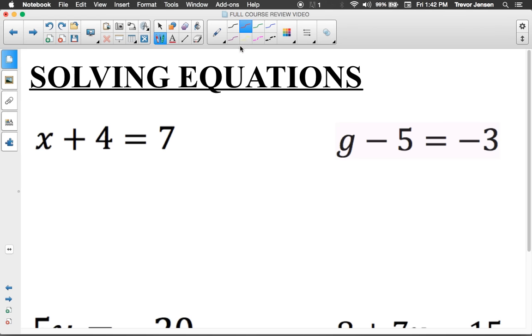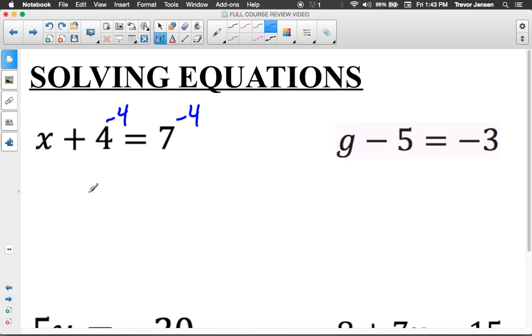So to isolate the x, we want to move everything away from it. So right now there's a plus 4 on the same side of the equation with it. We can remove that plus 4 by subtracting 4. As long as we do the same thing to both sides of the equation, that keeps the equation balanced. And we're allowed to do anything we want to the equation as long as we do the same thing to both sides. I've subtracted 4 from both sides, so the equation is still equal. Both sides are still equal to each other because I've done the same thing to both sides.